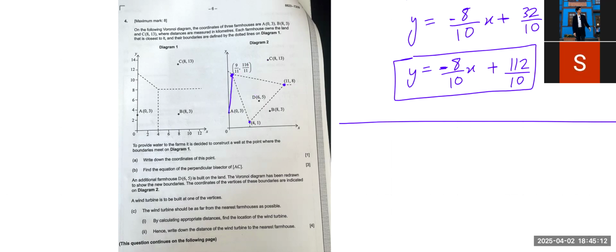So let's call this case A, let's call this case B, and C is already a thing. Let's call this case 1, let's call this case 2 and 3. So in case 1, the distance from the wind turbine to the closest farm would be whatever this distance is.